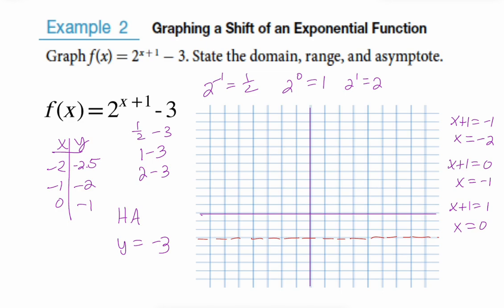And sometimes it's helpful if you just list them right underneath the original function. That might have helped it be a little more organized. Okay, so now we've got the points. At -2, we're going to go down to -2.5. At -1, we're at -2. At 0, we're at -1. So let's put our graph on. And if you did plug in 1, you get 2 squared, which is 4. 4 minus 3 is 1. I'm just going to give you a little extra point right there.